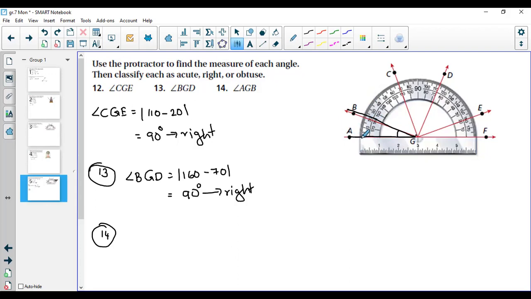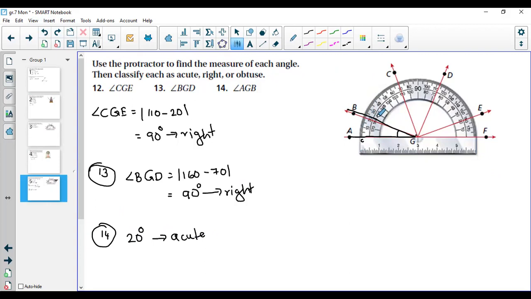So the 0 is here, right? For this hand, the 0 is here. So you start counting from this side. So when you count like that, where do you end up? You end up on 20. So angle AGB is 20 degrees. So that makes this an acute angle.